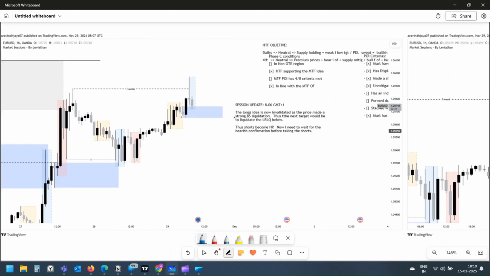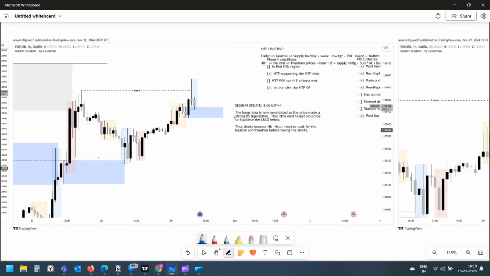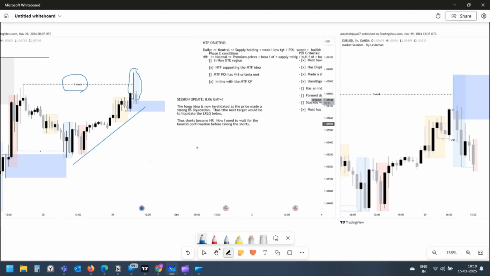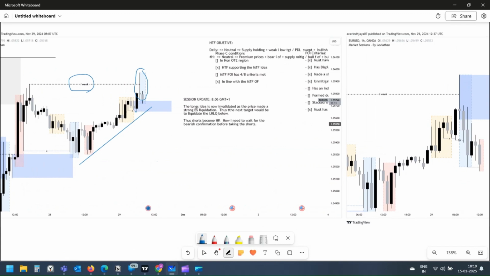At 8:06 GMT plus 1, I cancel the trade because of this candle. This one candle made me cancel the trade. Why? Because the price had liquidated the weak internal high, which means that the supply may have entered the market and they can push the price down to take out all the low resistance liquidity lying below. So all I must look for is wait for this POI to fail, because once this POI gets flipped, then I can look for shorts from this flip zone.